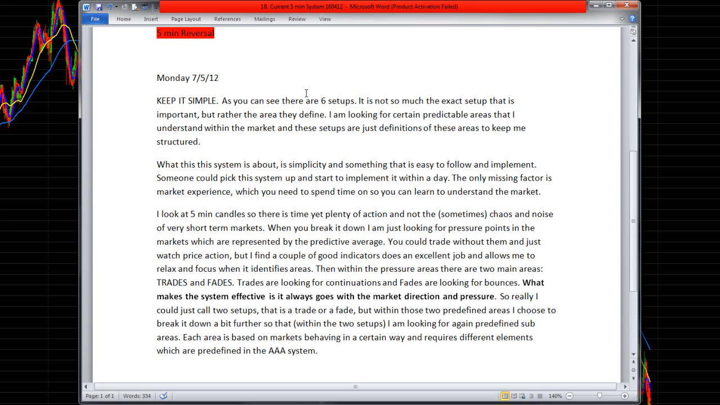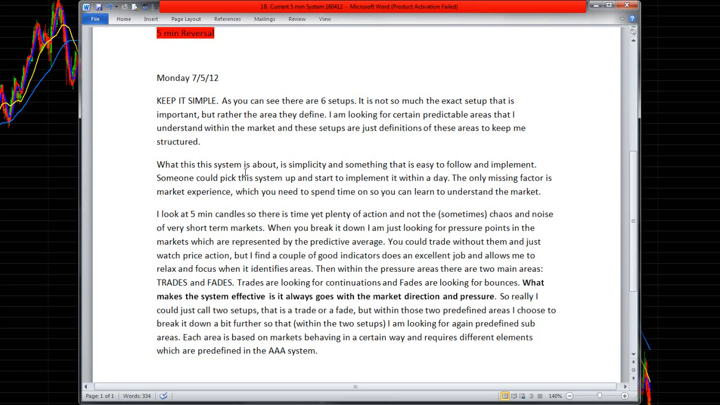At the end of the day, we can't understand every single move the market makes, but you can take the time and effort to understand certain areas of the market. So I'm looking for certain predictable areas within the market, and these setups are just definitions of the area to keep me structured. Okay, so what the system is all about is simplicity and something that's easy to follow. Someone could pick up, I think a good system is something you could pick up within a day and start to implement it straight away.